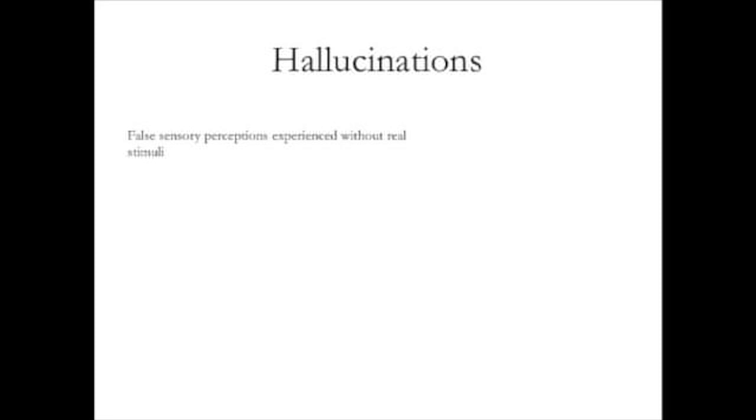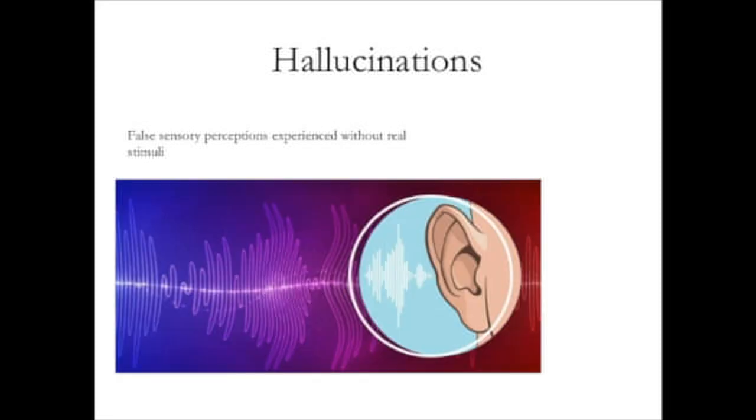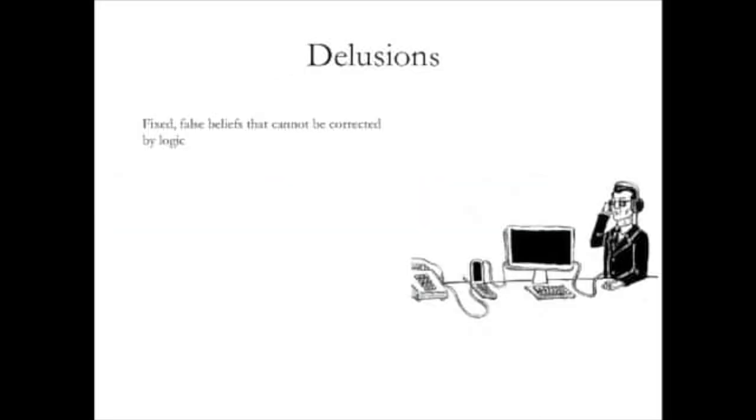Positive symptoms of schizophrenia are those symptoms that exist in people who have schizophrenia but don't exist in those who do not. Examples include hallucinations, delusions, and disordered thoughts, speech, and behavior. Hallucinations are false sensory perceptions experienced without real external stimuli. Most common are auditory hallucinations, in which the person hears voices that aren't there. Delusions, on the other hand, are fixed, false beliefs that cannot be corrected by logic.